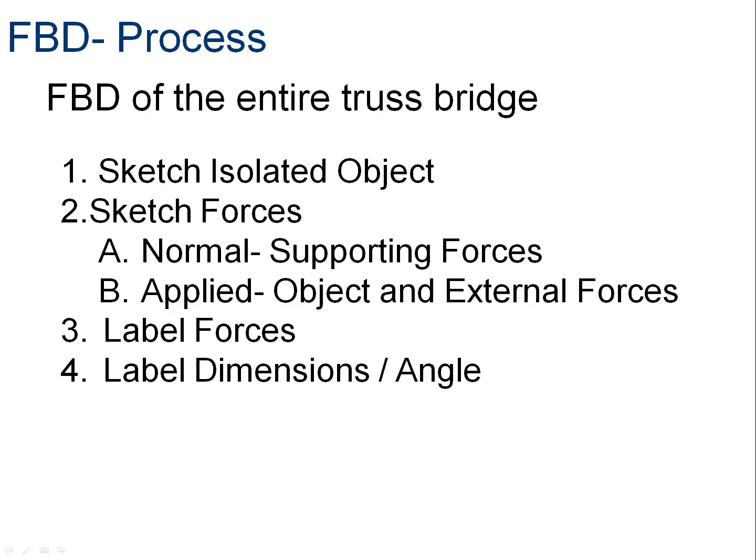The third step is to label all your forces. Remember our labeling method. We use the joint where it happens, so reactionary force is R at pin A, sub A in the Y direction, sub Y, R sub A sub Y. And then we also want to label and dimension our free body diagram.